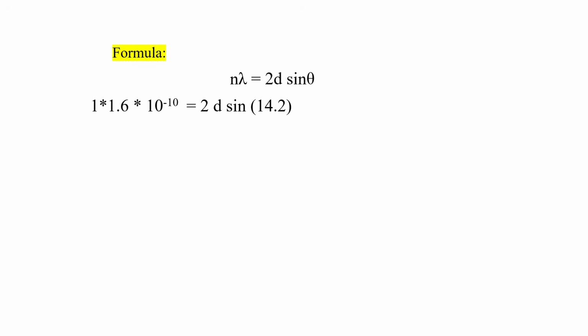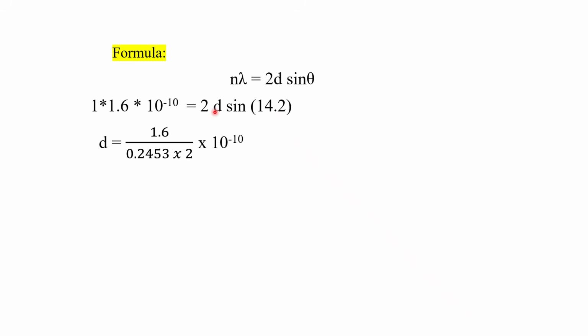Now let's see the formula, which is n lambda is equal to 2d sine theta. Put values into the formula. The value of n is 1. Lambda is 1.6 into 10 to the power minus 10 meter. 2 will be as it is. We need to calculate d, and theta is 14.2.